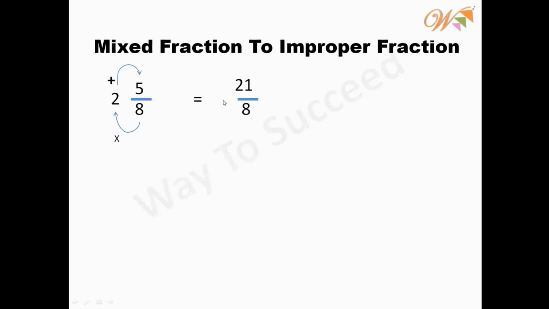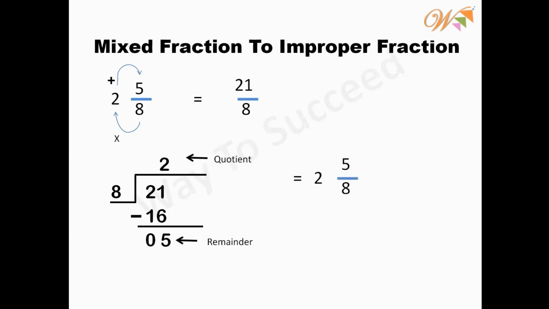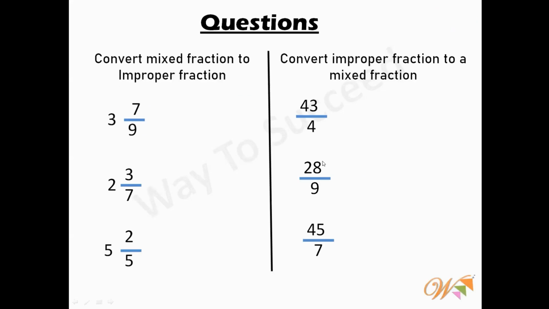So when you have to convert a mixed fraction back to the improper fraction, what do you do? You multiply the denominator with the whole number, and whatever is the answer, you add it to the numerator. Now let's see if we convert this improper fraction back to the mixed fraction, do we get the same answer? So 21 divided by 8. 8 times 2 is 16. If I subtract it, I get 5 in the remainder. 2 is the quotient, 5 is the remainder. So we'll say 2 and 5 out of 8. Right, we got the same answer.